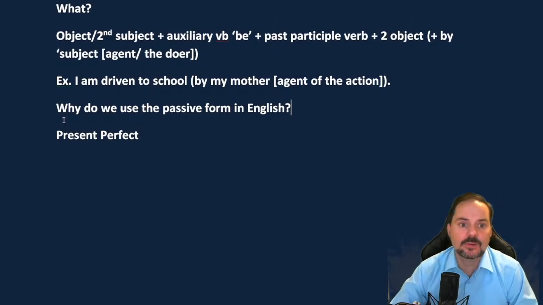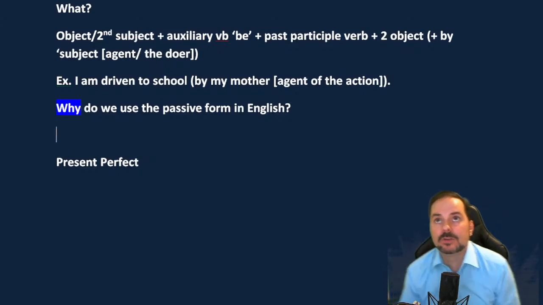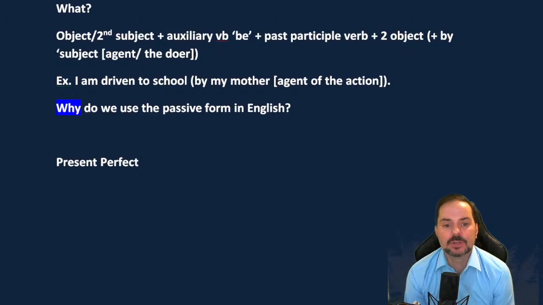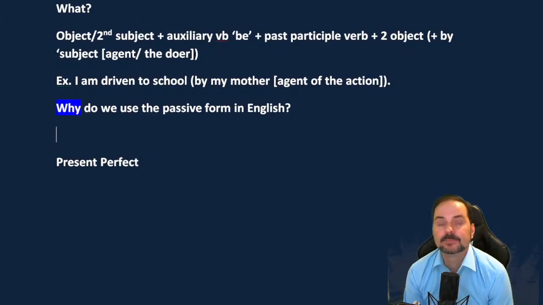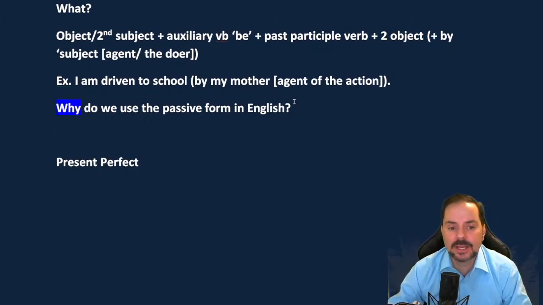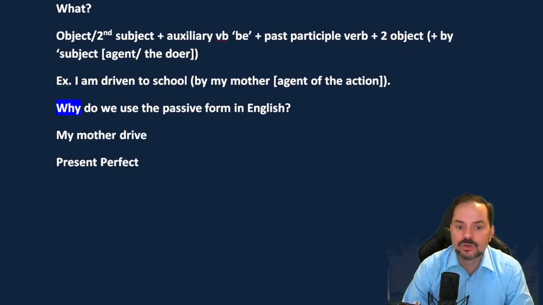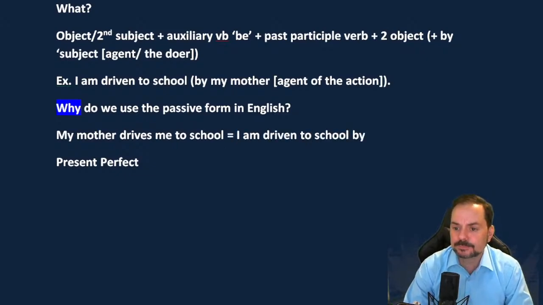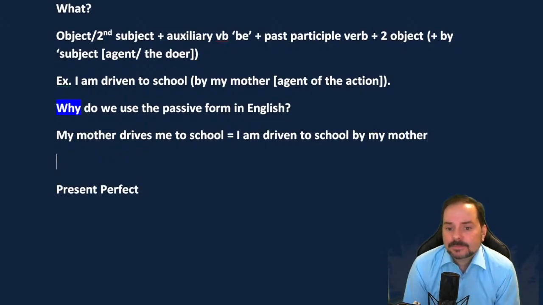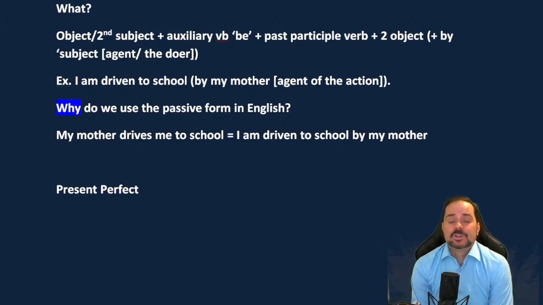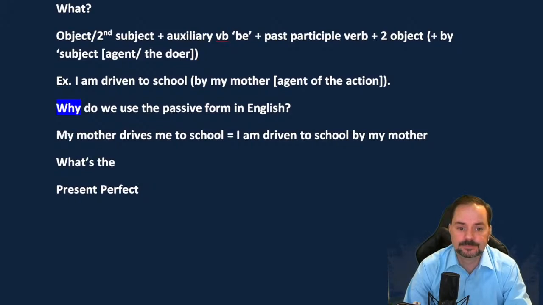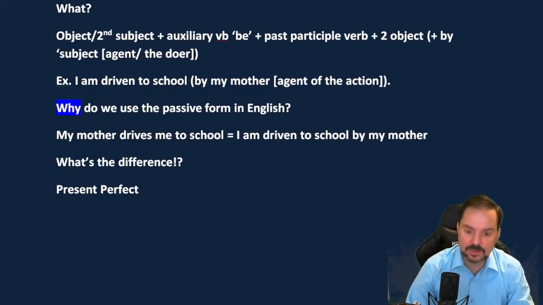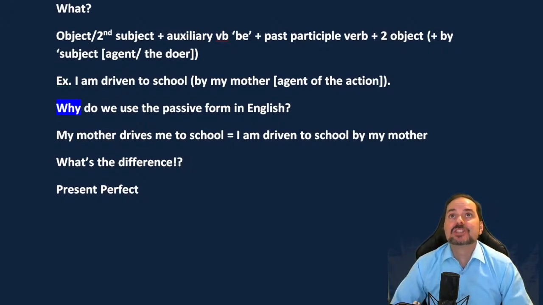Okay, so this is the why question. Okay, so here we have now the why question. Why do we do this? So why do we use passive form, or when do we use it, you can say. Okay, so when do we use this kind of language, like I am driven to school by my mother? Okay, because I could write this sentence, I could write an active sentence, my mother drives me to school, okay? This is the same as I am driven to school by my mother, okay? They're both the same. They basically have the same meaning, but there's a very important difference. Okay, and it's this why question where the magic happens.